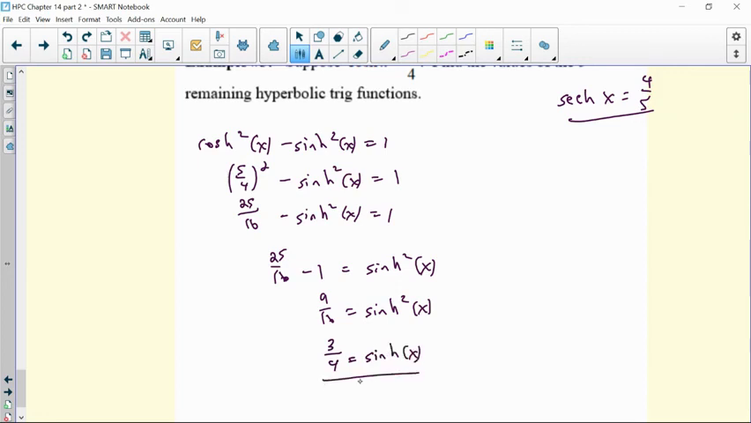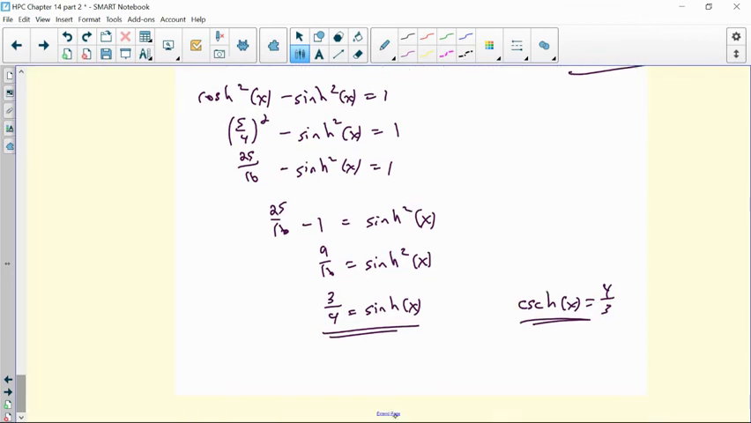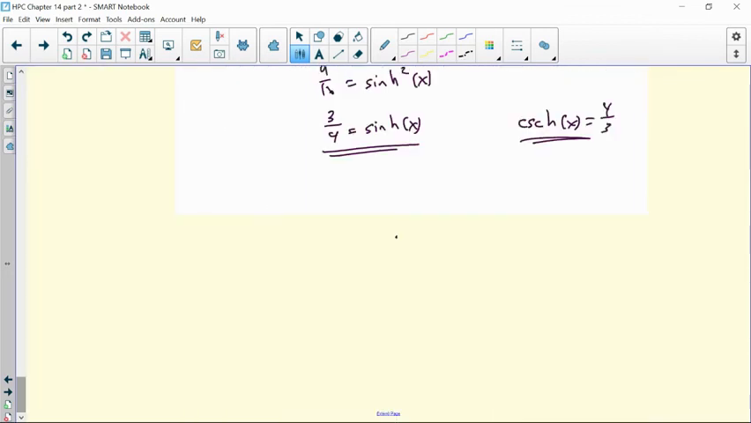Once you know the sinh, you know its reciprocal. So hyperbolic cosecant of x would equal 4/3. That's 3 of them. To get tangent, remember we can just divide sine by cosine. So the hyperbolic tangent of x would be sinh of x, which is 3/4, divided by cosh of x, which is 5/4. That ends up being 3/5. And our last one would be its reciprocal, so the hyperbolic cotangent would equal 5/3.